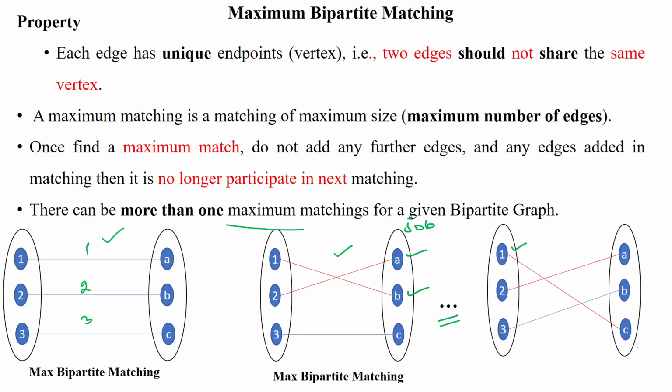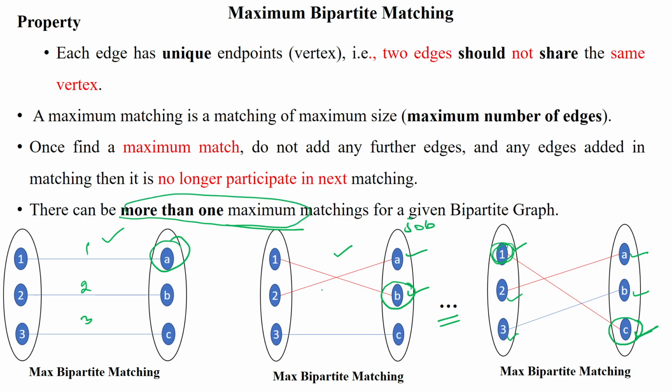Here you see 1 is connecting with C, 2 is connecting with A, and 3 is connecting with B, right? So in the first maximum bipartite matching, 1 is connected with A. In another bipartite matching, 1 is connected with B. In another bipartite matching, 1 is connected with C. So like this, there is the possibility of more than one maximum matching for any problem statement.